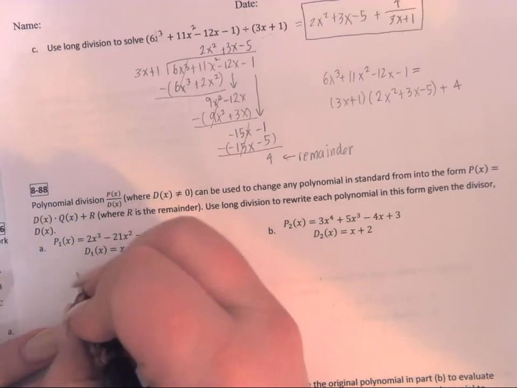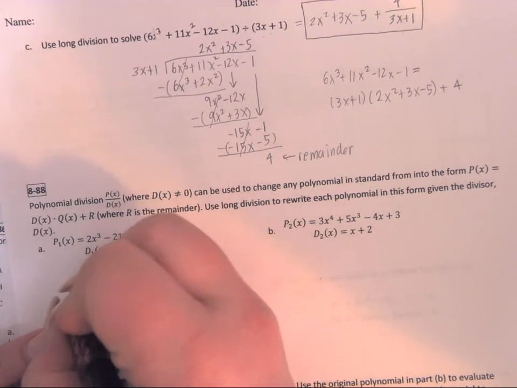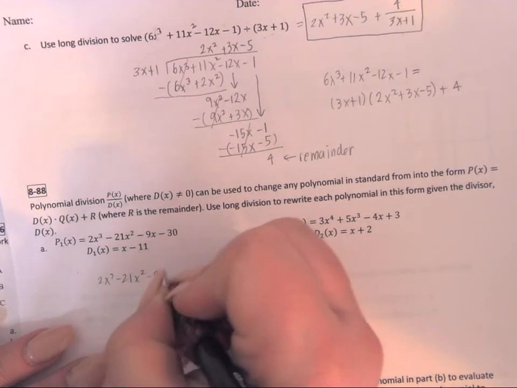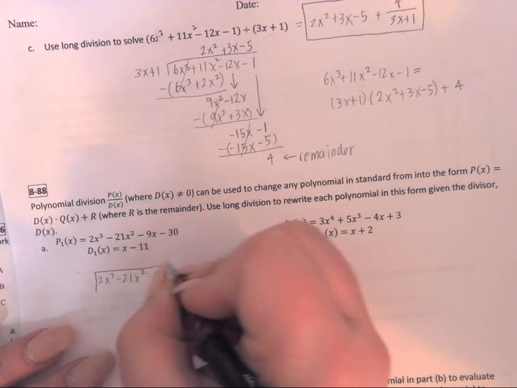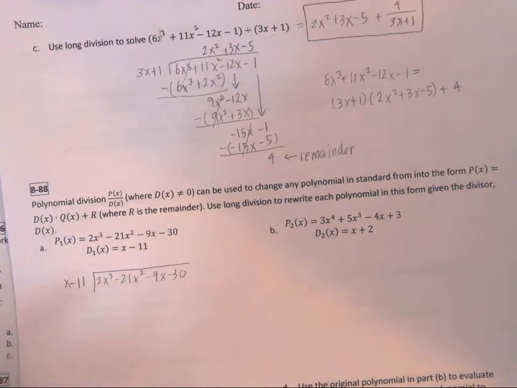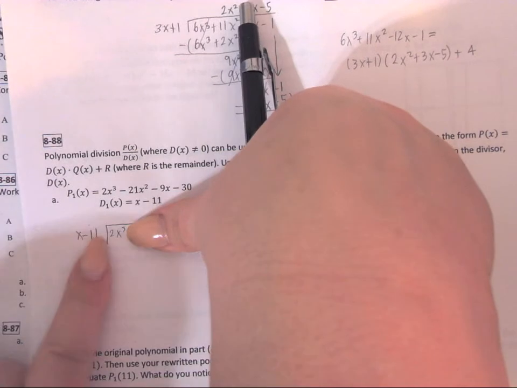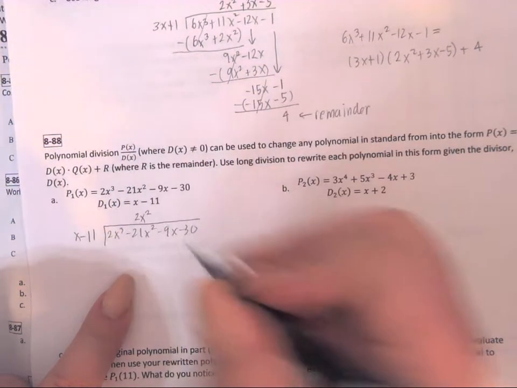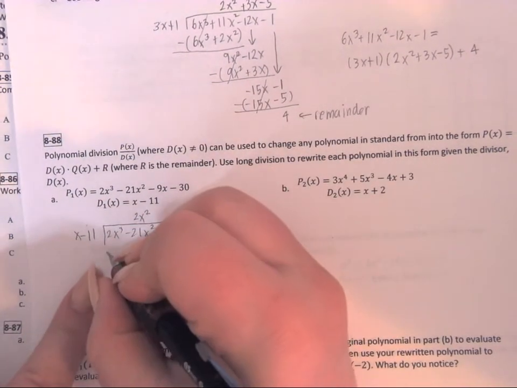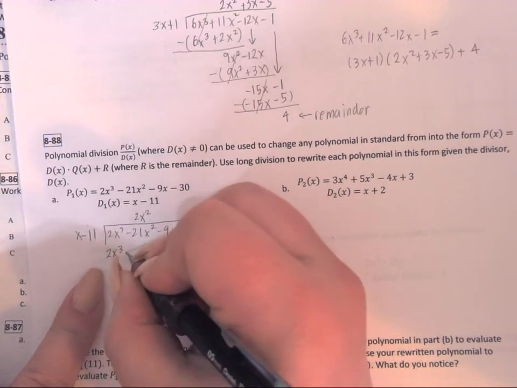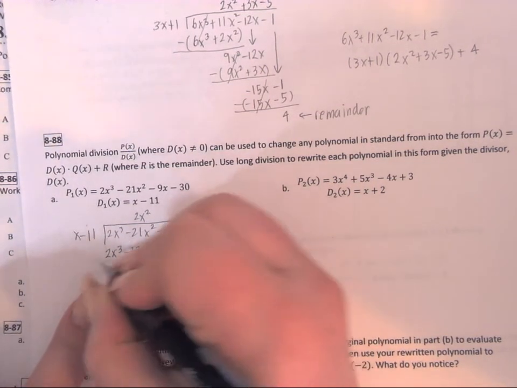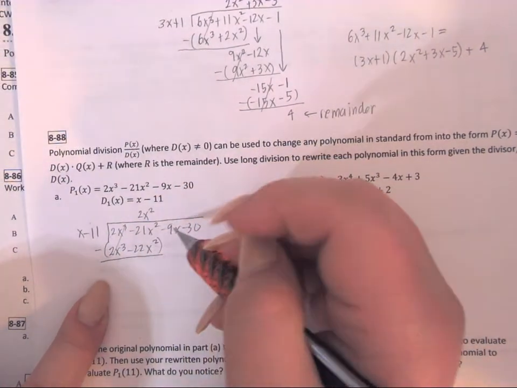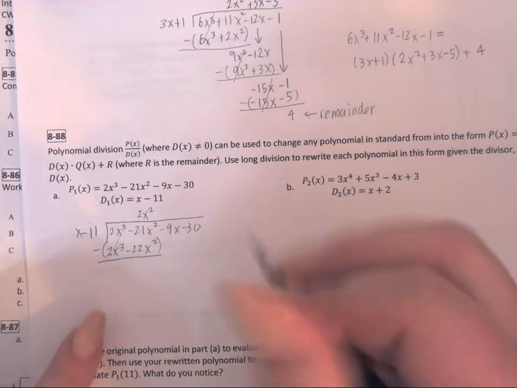So 2x cubed minus 21x squared minus 9x minus 30 divided by x minus 11. So cover this up. X times what is 2x cubed? 2x squared. Okay, now we put that in there and multiply both, so you get 2x cubed minus 22x squared. Okay, and then you subtract. So it's negative 21x squared minus negative 22x squared. So that's really a plus 22.